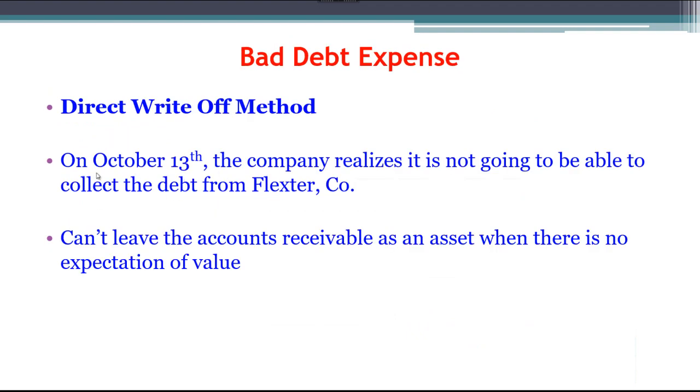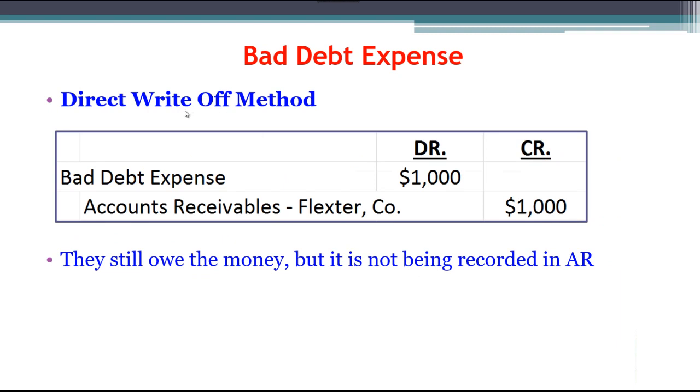By the time October 13th comes around, they've tried to collect from Flexner and they just realize they're not going to be able to. They waited a while. They billed a few times. The point here is we don't want them to leave the accounts receivable amount as an asset if we really don't think we're ever going to collect it. We don't think there's really any value. So the point is we want to get it out of the asset.